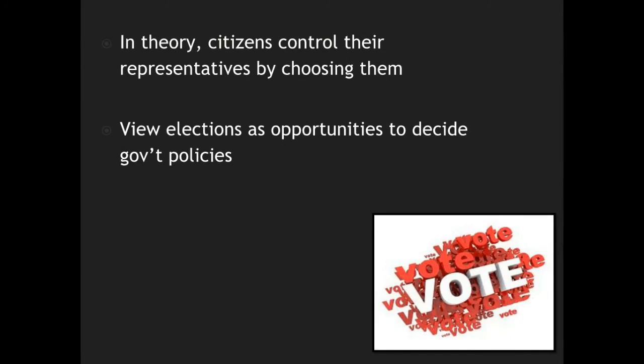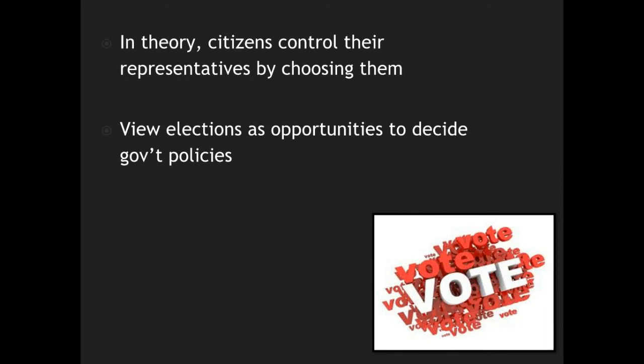In theory, citizens control their representatives by choosing them. The threat of losing your job as a congressperson or a senator can make you listen to the majority. That's really an important force. We view elections as opportunities to decide government policies. This could be indirectly through our representative democracy, the idea that we vote for our congresspeople and senators and they make decisions based on what we want.